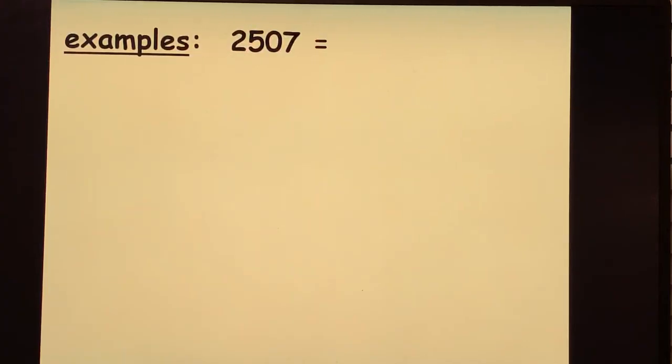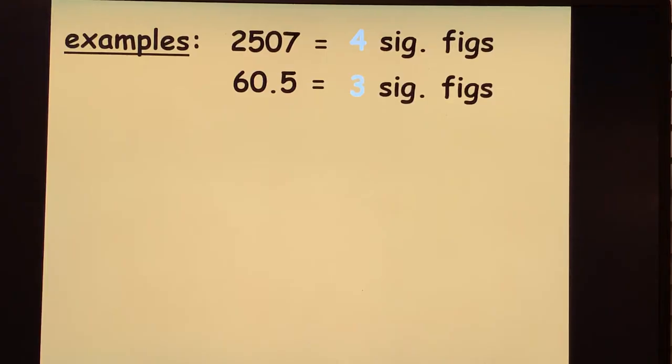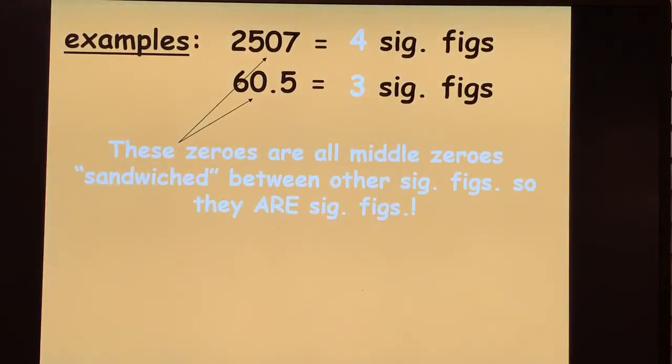There's going to be some questions about this on Friday's quiz. Examples: 2,507. How many significant figures? 4, right. Because that 0 is sandwiched in there. Same with this one, 60.5. 3 significant figures because the 0 is sandwiched in there, okay?